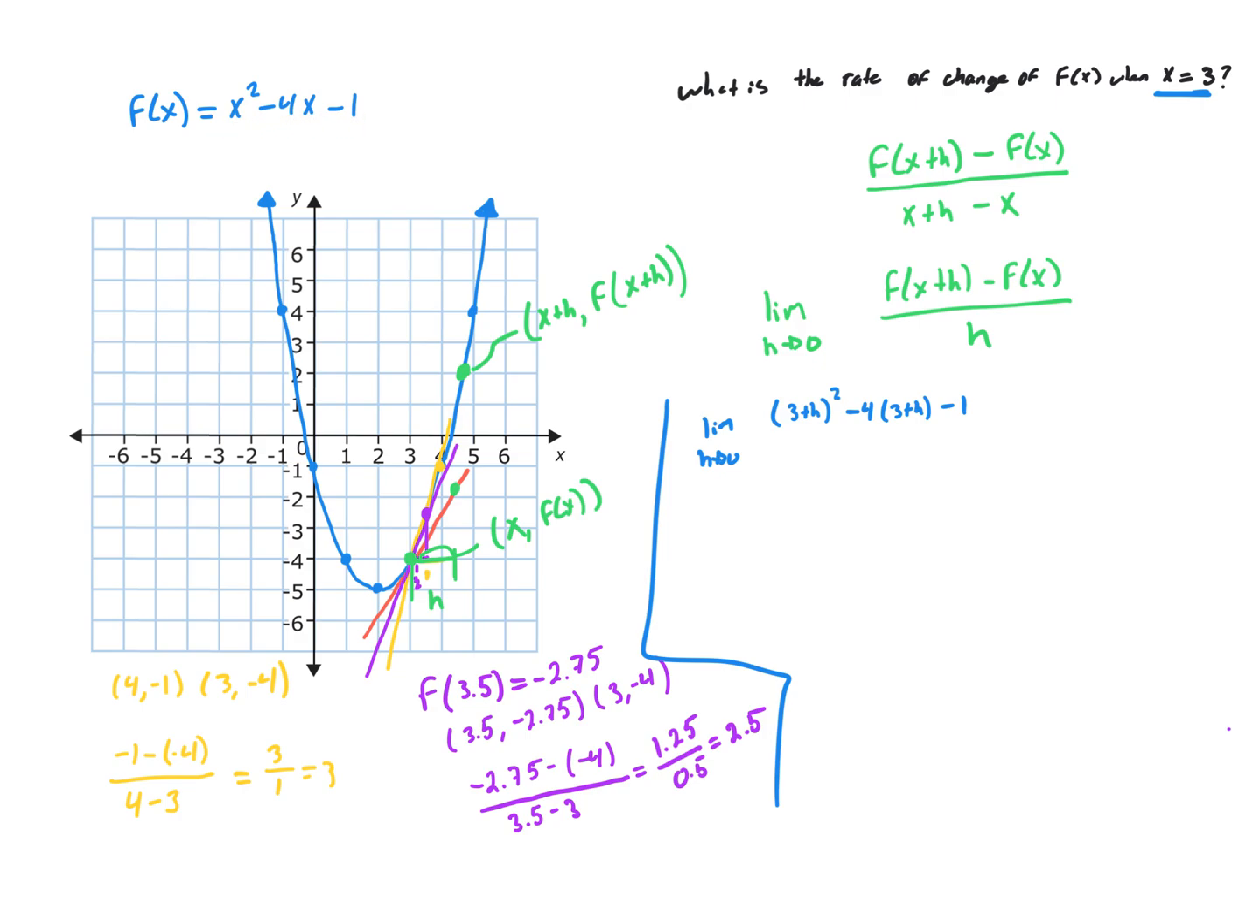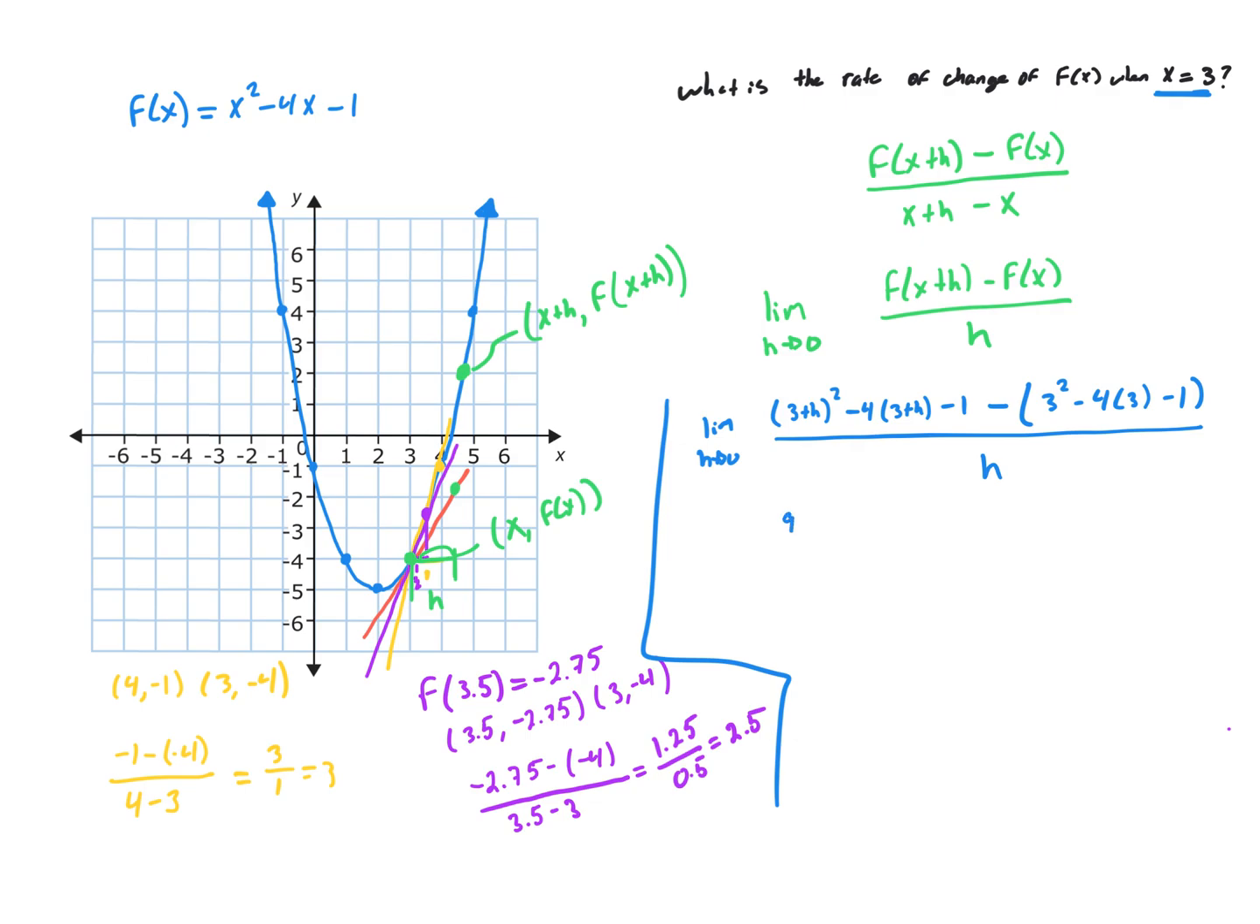And then I'm going to subtract the function evaluated at 3. So it's going to be 3 squared minus 4 times 3 minus 1, divided by, we could plug in 3 plus h minus 3. We realize it just simplifies down to h. So let's go ahead and expand this up here on the top.